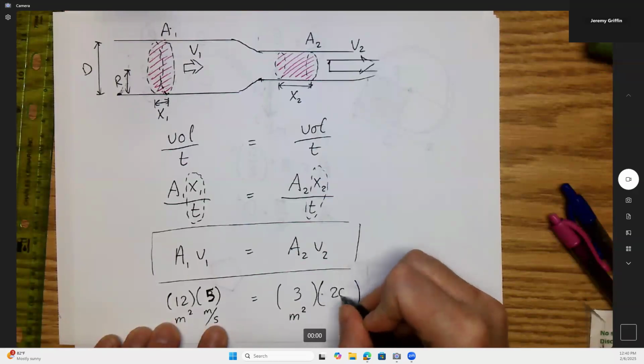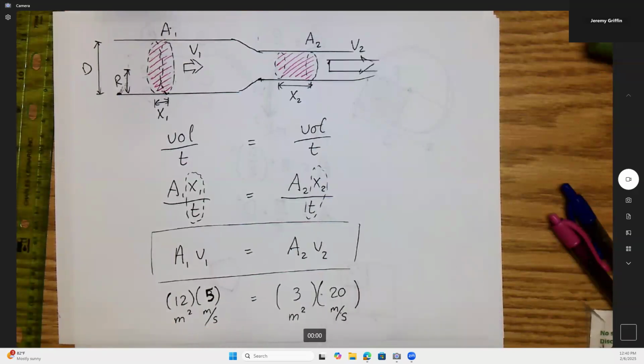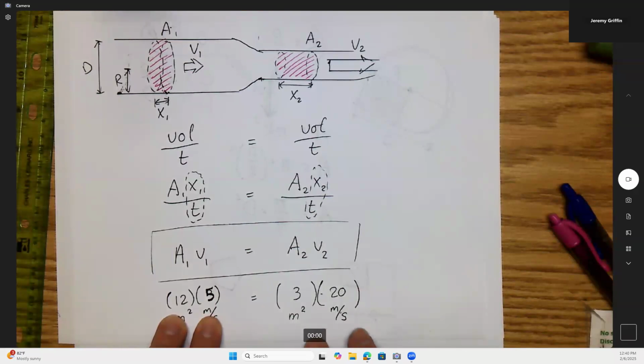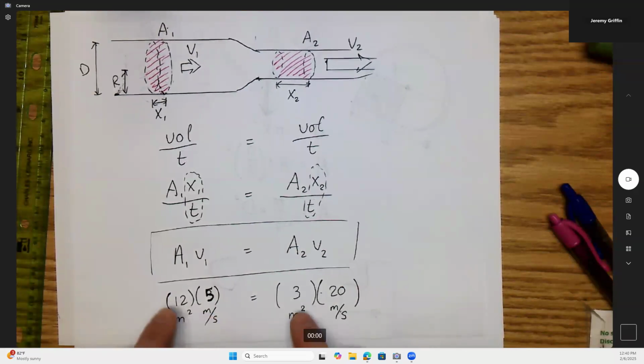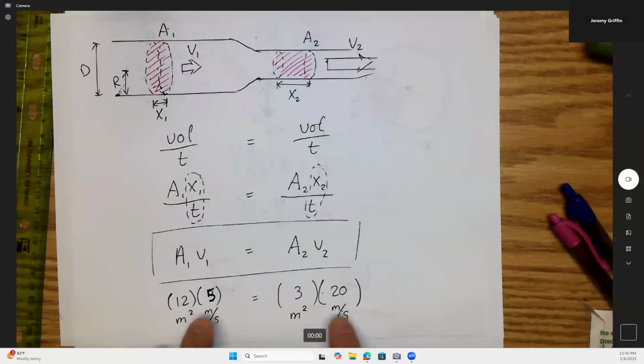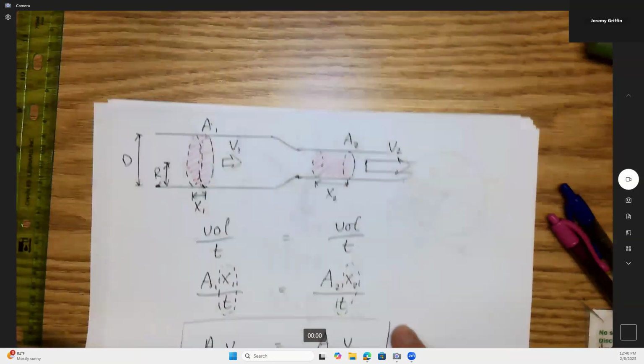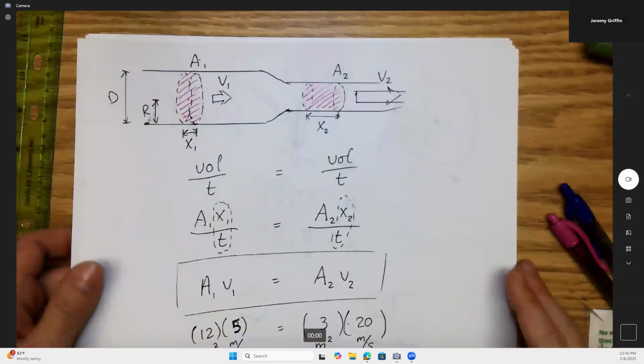20 meters per second. Oh yeah, 20 meters per second. Right? Because 12 times 5 is 60, and 3 times 20 is also 60. Or in terms of proportions, if you have 1/4 of the area, is that 4 times the speed? Yeah. You guys see that? There's conservation of flow right there. You guys good with conservation of flow?